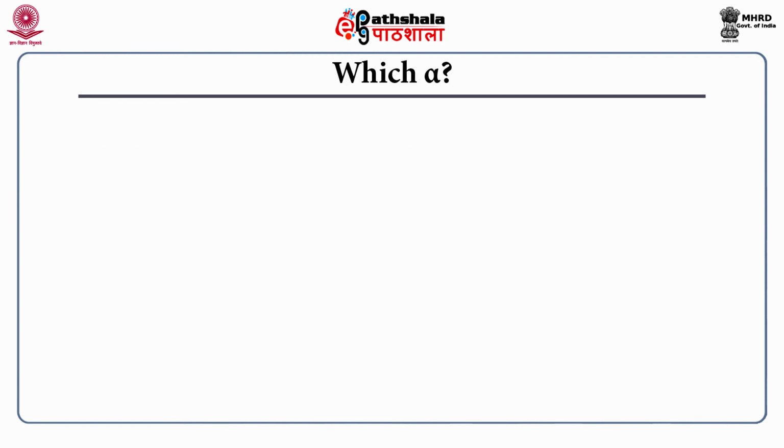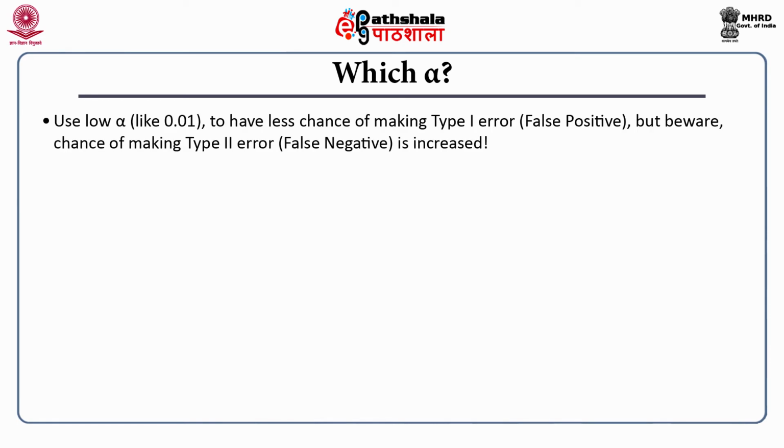So which alpha to be used? Alpha is the level of significance. You can use a low alpha like 0.01 to have less chance of making type 1 error, or false positive. But beware, the chance of making type 2 error, that is false negative, is increased. So what is the chance of making type 2 error?